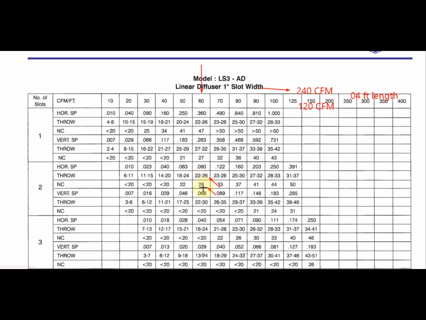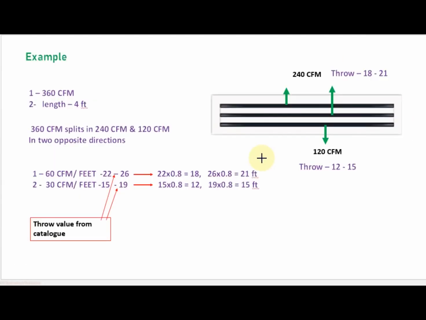This 22 is at terminal velocity 100 and 26 is at terminal velocity 50 fpm. Then for 120 CFM, the CFM per feet will be 30. Then we will see for one slot, NC value is 25, less than 30. Then the throw is 15 to 19 feet. We have selected these throw values from the performance sheet: for 60 CFM per feet, 22 to 26, and for 30 CFM per feet, 15 to 19 feet.